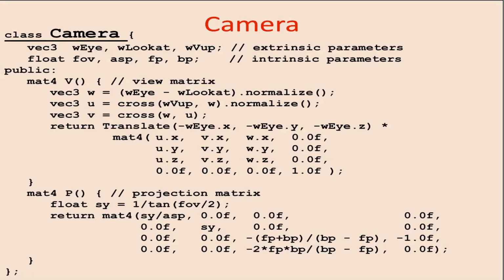Our 3D camera class stores the parameters needed to define a camera and implement two transformation functions, V and P. Transformation V is the view transformation that takes the point from world space to camera space, and transformation P is the projection or perspective transformation that takes the point from camera space to normalized device space.